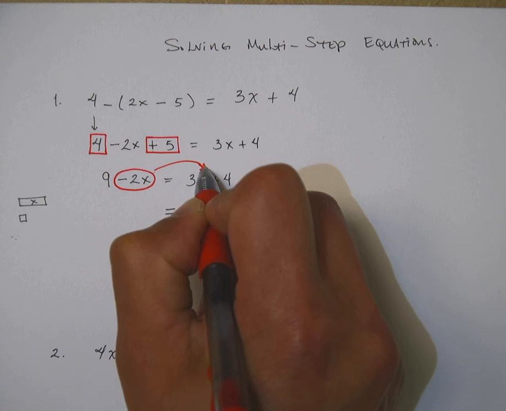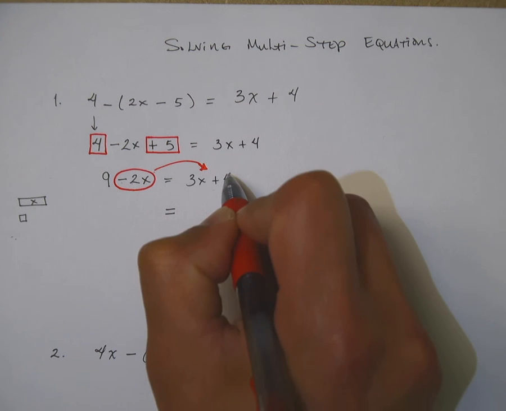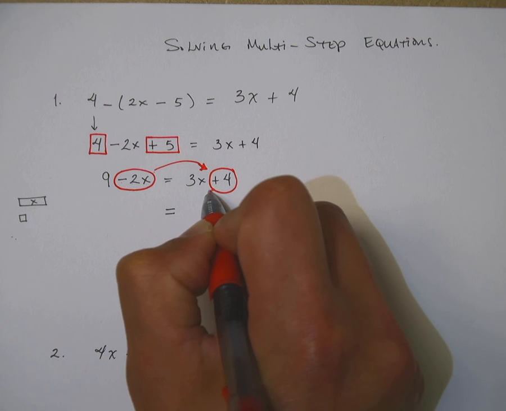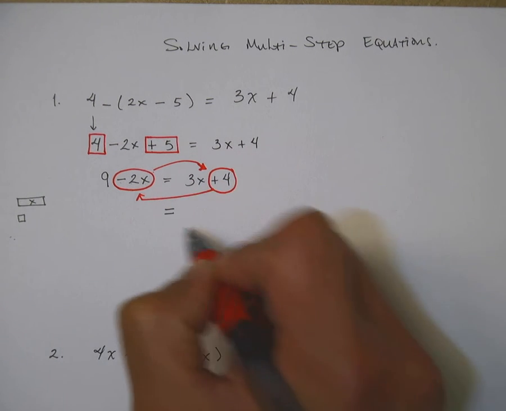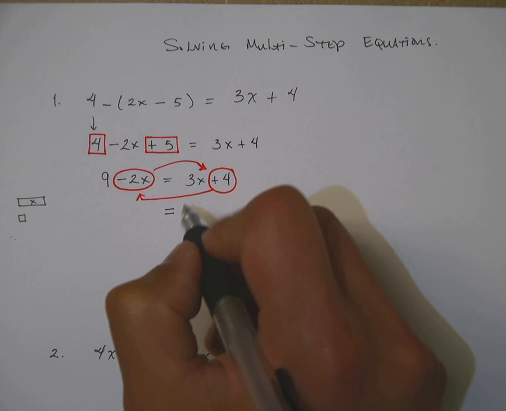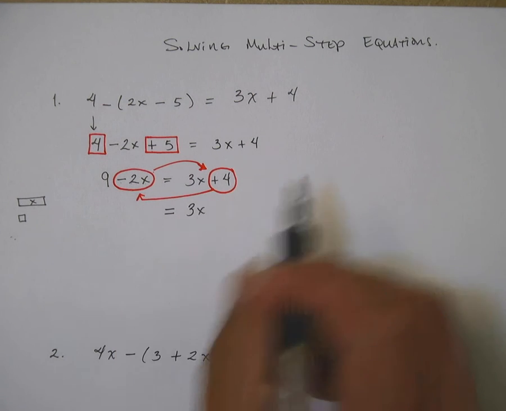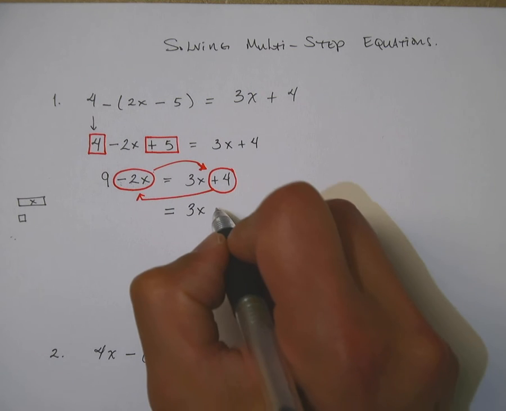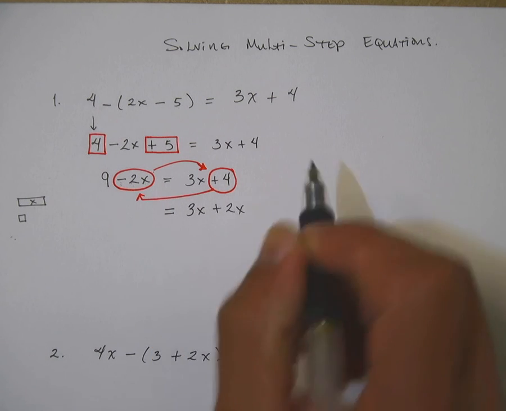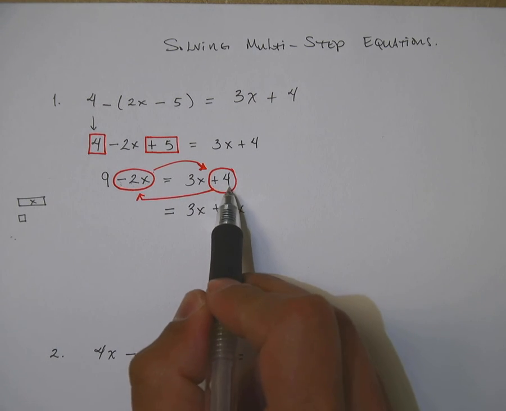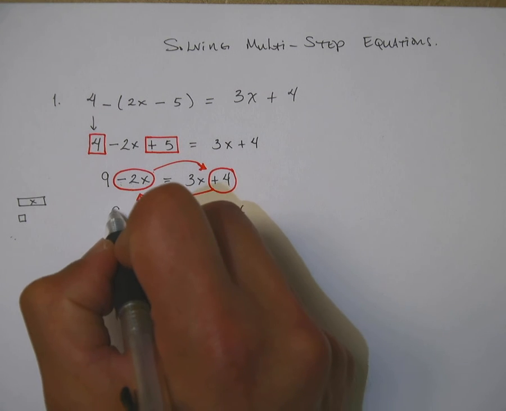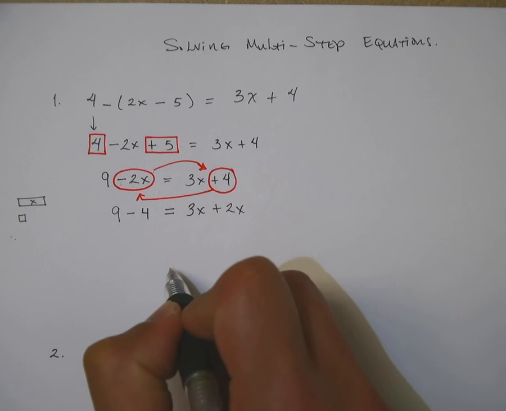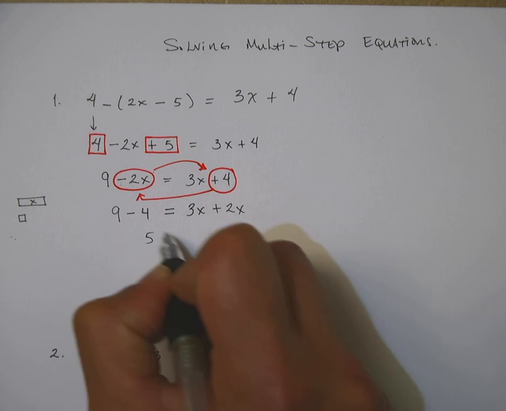And at the same time, I'm going to take this positive 4. And I'm going to move them over here. It's kind of like they're switching sides. So on the right, I have 3x. This negative 2x, because I'm jumping the equal sign, becomes a positive 2x. This positive 4, because it comes over here, becomes a negative 4. So I'm going to write 9 minus 4. Alright, 9 minus 4 is 5.